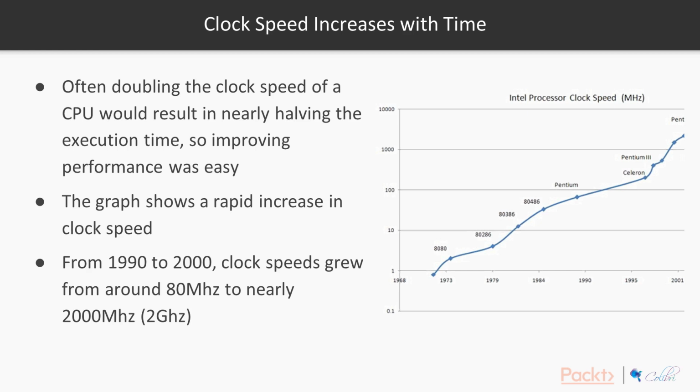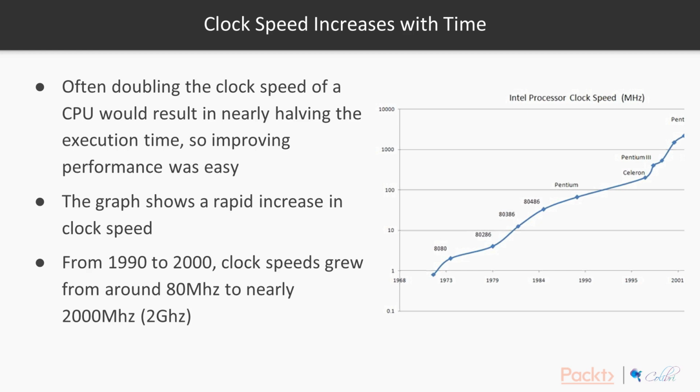Often, an application improved tremendously from increasing clock speed, such that doubling the clock speed of a CPU, or central processing unit, would actually result in nearly halving the execution time, so improving performance was easy. If we had an application that took a minute on a 1 GHz processor, chances are it would take a little over 30 seconds on a 2 GHz processor and a little over 15 seconds on a 4 GHz processor.